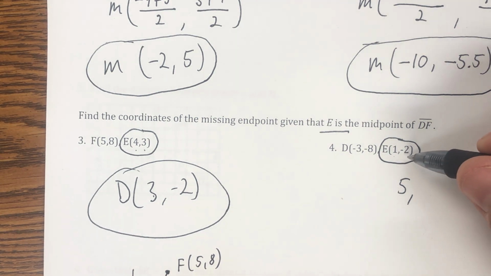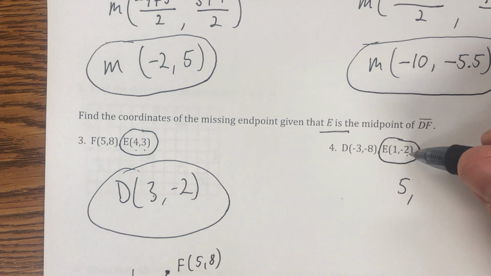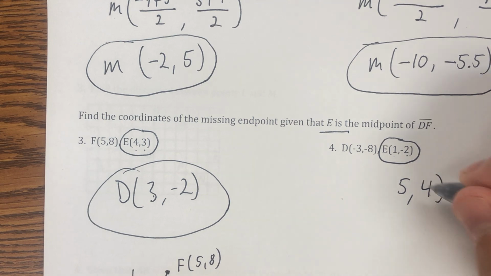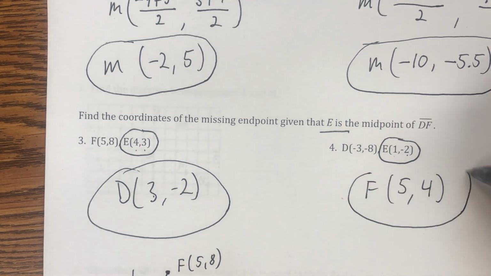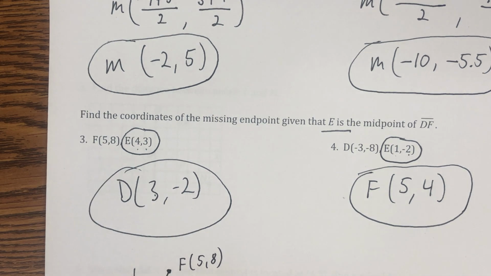And then my y value went from negative 2 to negative 8. That's 6 smaller. I need to go the opposite direction, which is 6 bigger. 6 bigger than negative 2 is 4. I have found my other endpoint, and in this case, it was F. You might see 1 or 2 of these. Drawing out a graph always makes it a little bit easier to see which direction you're going. Choice is yours.